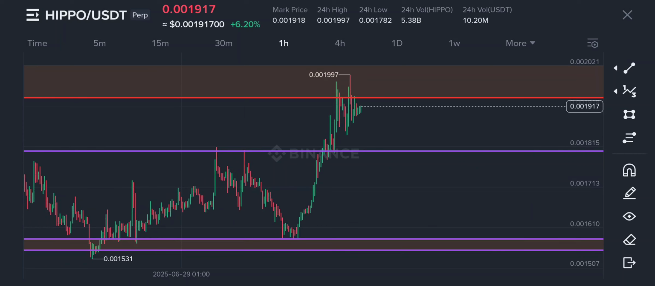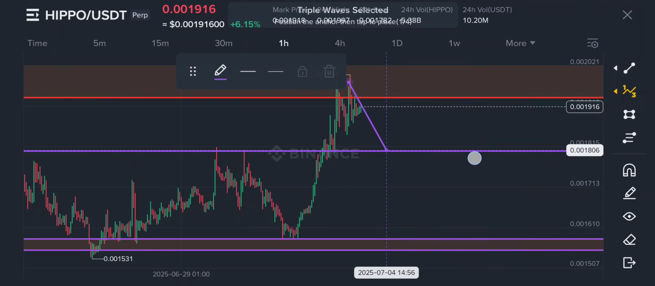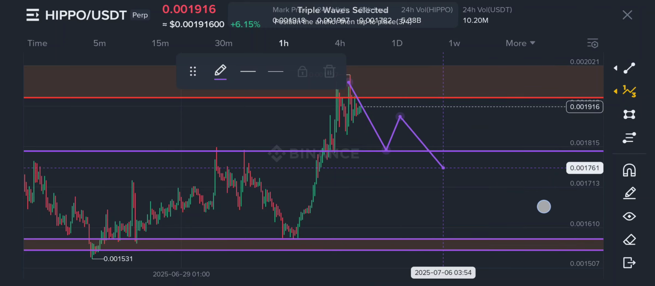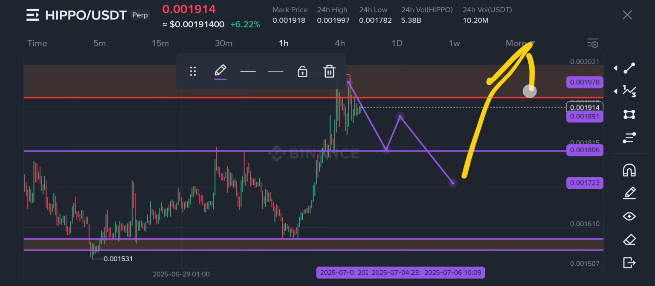But I expect this thing to do something like this. I am expecting something like this. Then from here we go all the way up. So this is what I am expecting from Hippo. But let's keep watch. If I have another confirmation, I will drop the signal in the group.